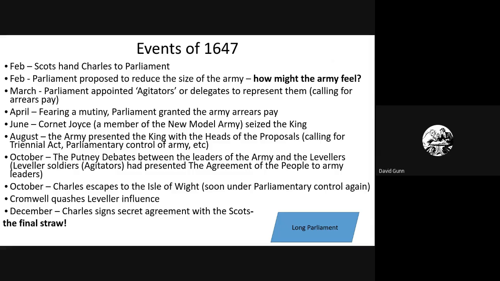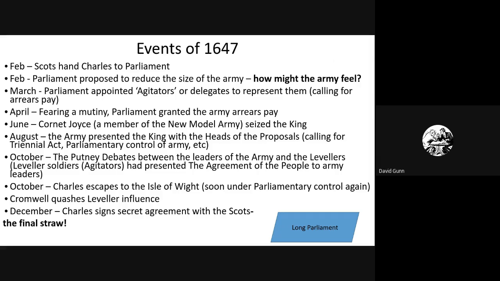Moving on to 1647. The Scots have had enough of Charles, so they hand him to Parliament. Parliament proposed to reduce the size of the army, and as you can see from that question, how might the army feel? They would not be happy with that. So the army appoint agitators, actually in March, calling for arrears pay. So Parliament say, okay, we'll give you the pay that you deserve, but you can see that the army are starting to get more involved in politics.